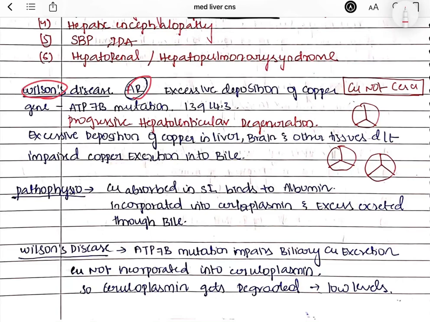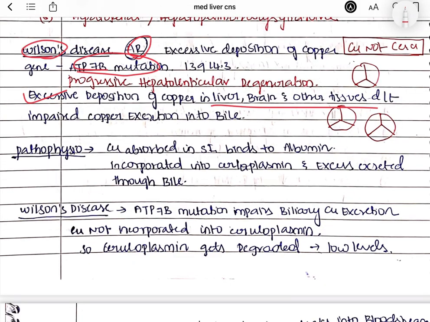Of Wilson's disease, it is an autosomal recessive condition where you can see this ATP7B mutation, right? So what happens here, there will be excessive deposition of copper in cornea, liver, brain and kidneys. Normally what happens, the copper will be absorbed in the small intestine and it binds to the albumin and it gets incorporated into the ceruloplasmin, and then it is excreted out through the bile.